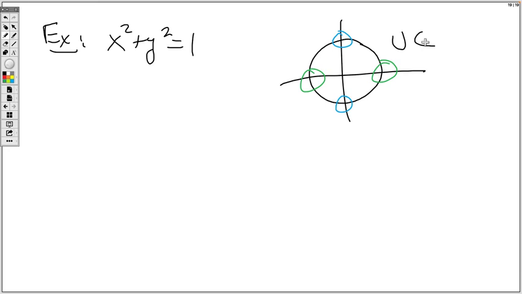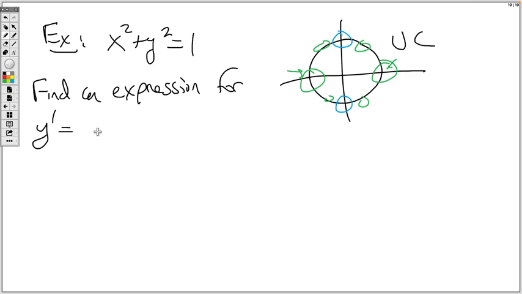However, locally, if I pick any point on this graph, except these points here, we'll talk about that in a minute, but if I pick any of these other points, we should be fine. So let's go ahead and find an expression for y prime, aka dy/dx.